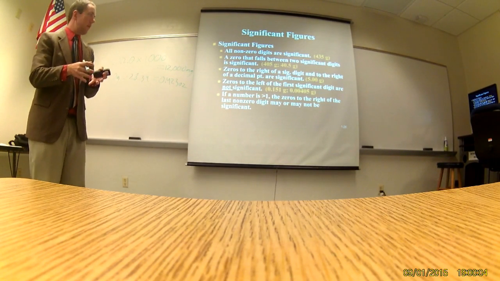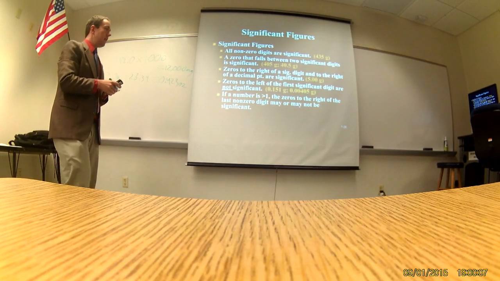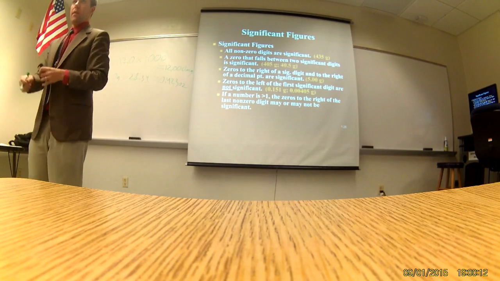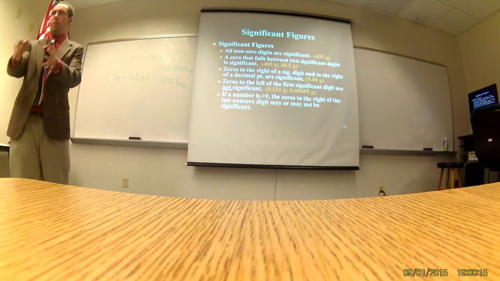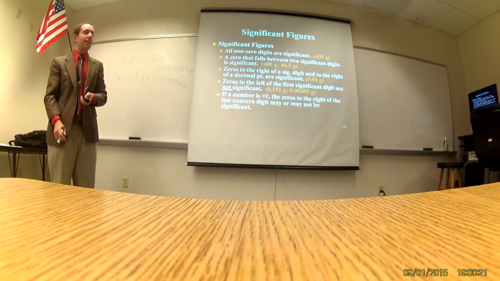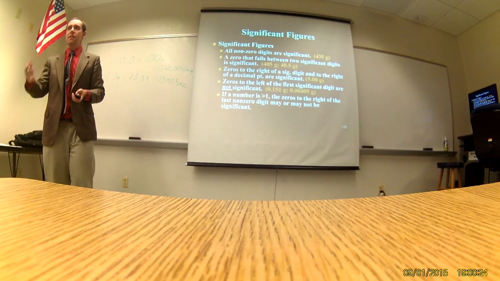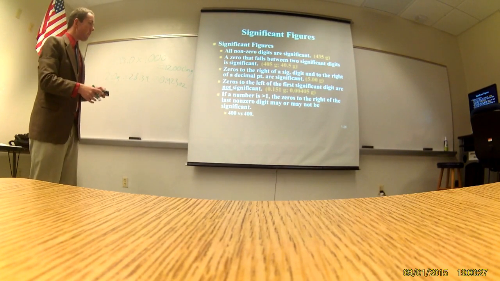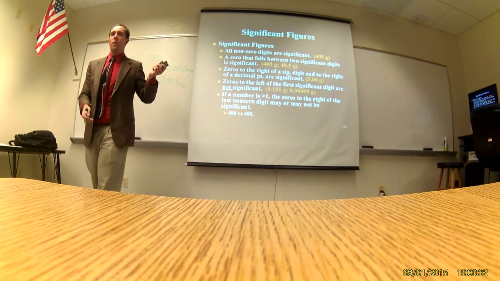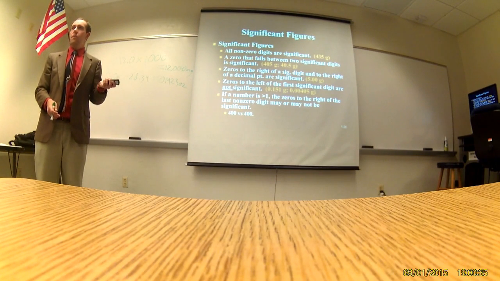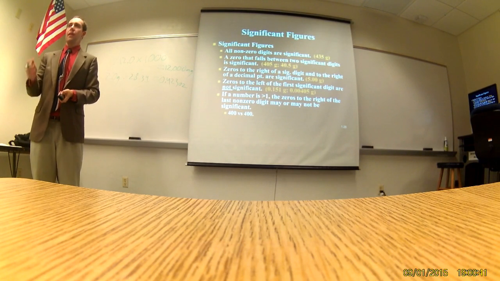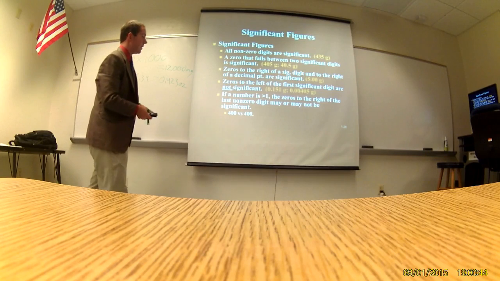If you have a number that's more than 1, so you have 1 point something, or you have 100 and something, the zeros after that non-zero may or may not be significant. You're going to have to look at it. 400 and 400. If you did that on a homework problem, one of those numbers is going to be correct and one of them is incorrect. It's all going to depend on how many significant figures you need.